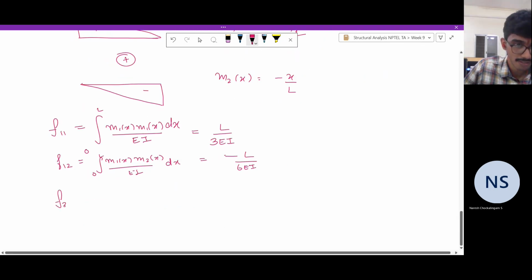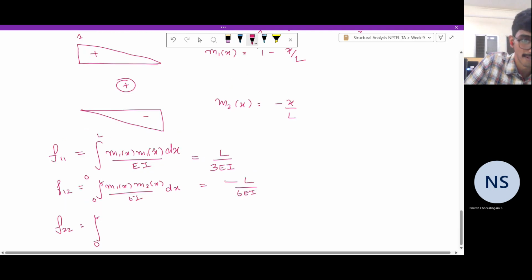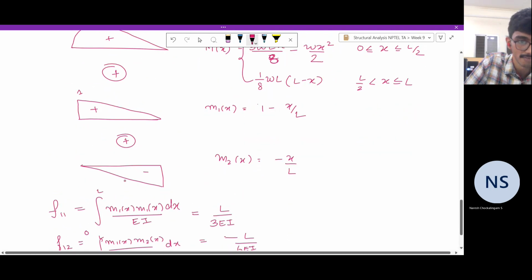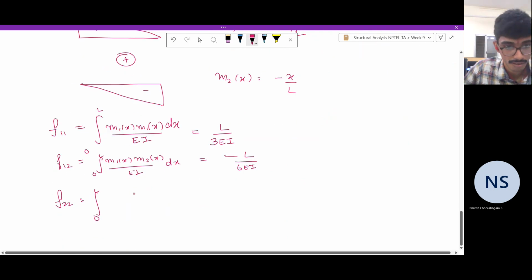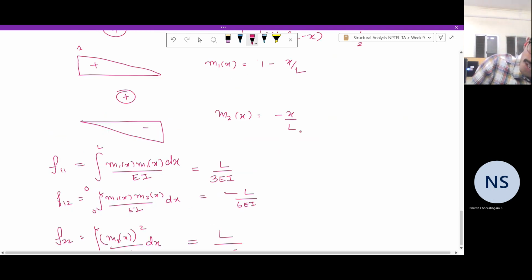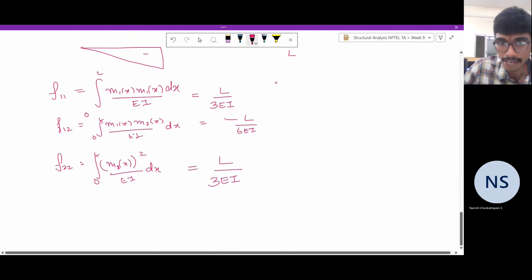And F22 is integral 0 to L. It is the same as F11, just the area under the square of this curve. So it is the same as F11. 0 to L, M2 of x the whole square by EI. So this is just L by 3 EI. Now once we have determined these, the next step is to determine D1L and D2L.